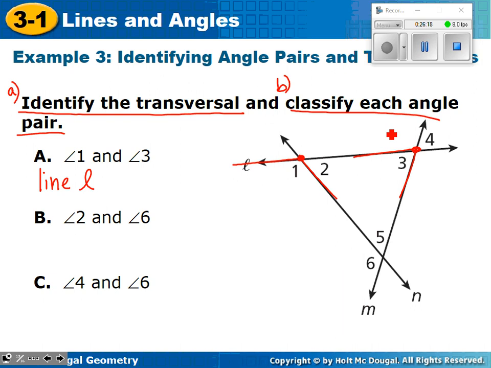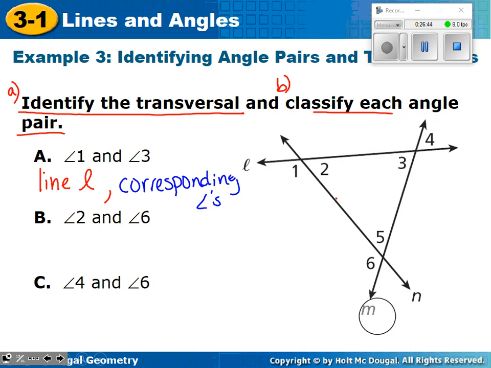Okay, and then what kind of angles do we have for angles 1 and 3? Notice that if this is the transversal, they're on the same side of the transversal, but they're both to the left of the other 2 lines. So they're in the same position, that's corresponding. So corresponding angles.